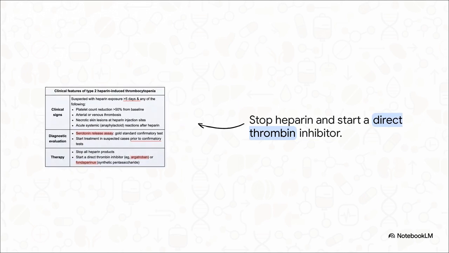Then there's type 2 heparin-induced thrombocytopenia, or HIT. If you see a platelet count drop by more than 50% after 5 days of heparin exposure, stop all heparin products immediately. You need to start a direct thrombin inhibitor like argatroban or fondaparinux right away. Do not wait for the confirmatory testing to come back.